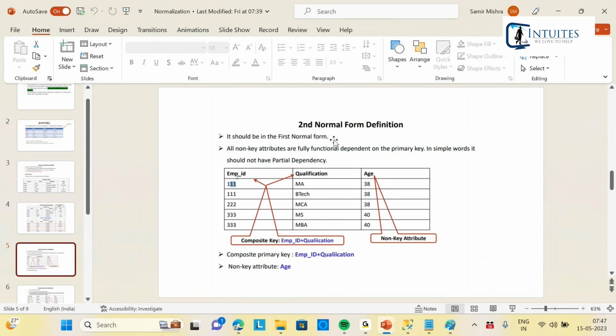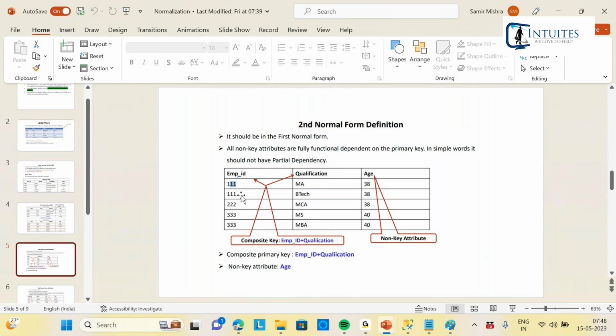Whatever the characteristics of your first normal form, it will go on here as a hierarchy. Second is that all non-key attributes are fully functionally dependent on the primary key. In simple words, it should not have a partial dependency. So here we talked about data something like that.